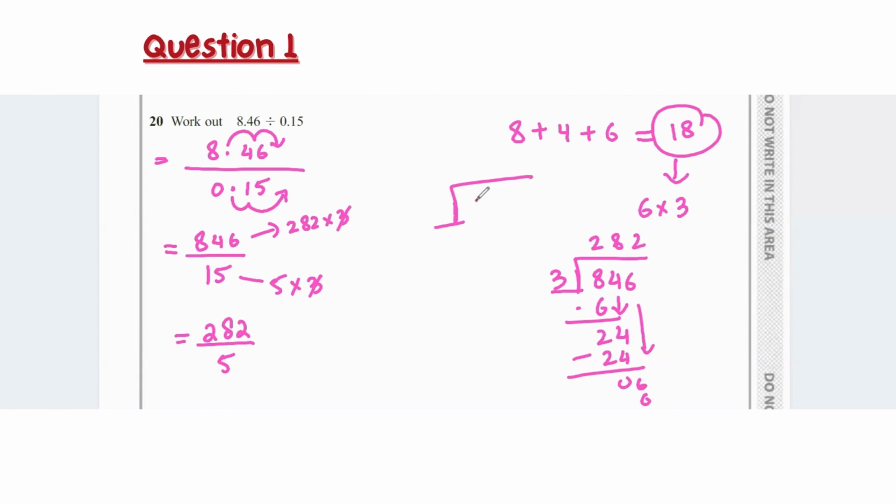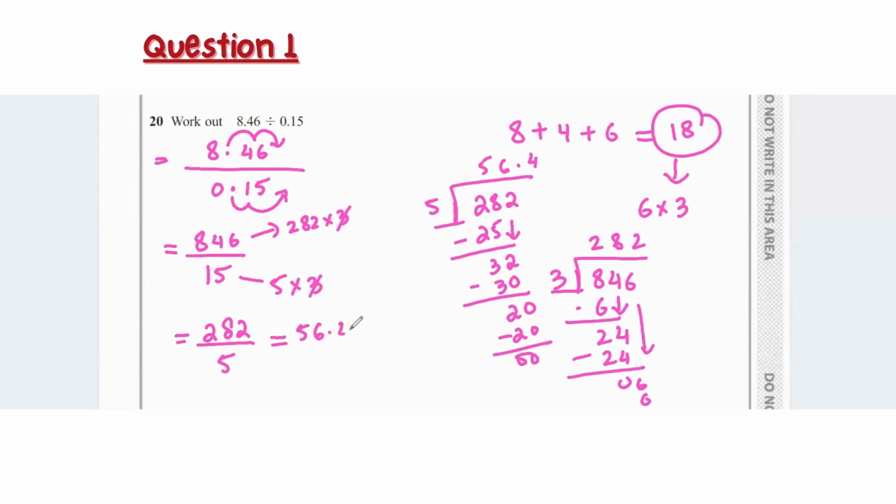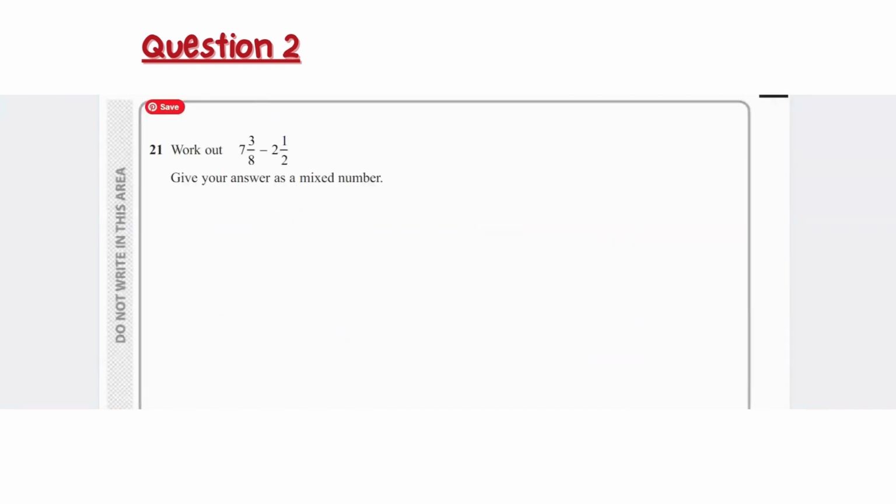Now let's divide 282 by 5 to give the answer in decimals. We know 5 5s are 25. 3 remainder, bring the 2 down. 5 6s are 30. 32 minus 30 is 2. Add a decimal, add a 0 over here. 5 4s are 20. So 282 divided by 5 is basically the same as 56.4. That is your answer. Question 1 says, work out 7 whole number 3 over 8 minus 2 whole number 1 over 2.